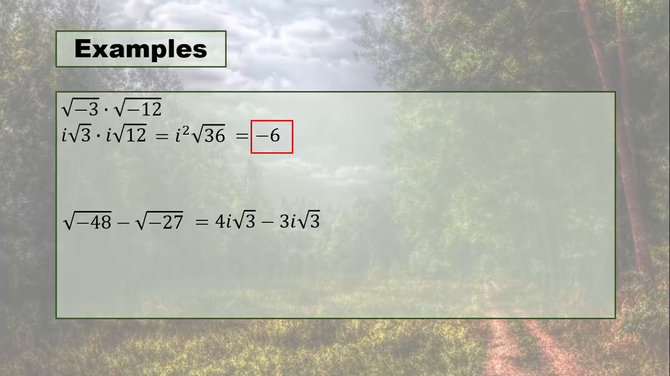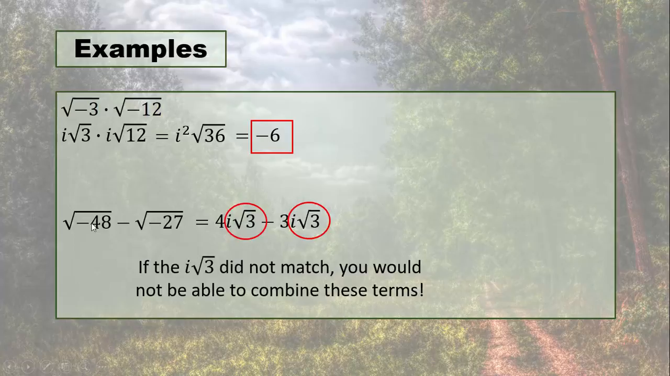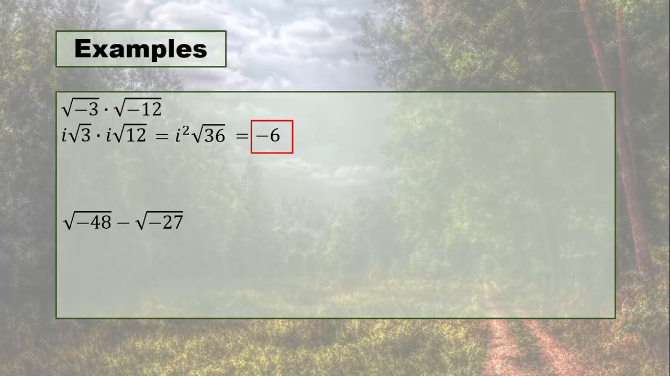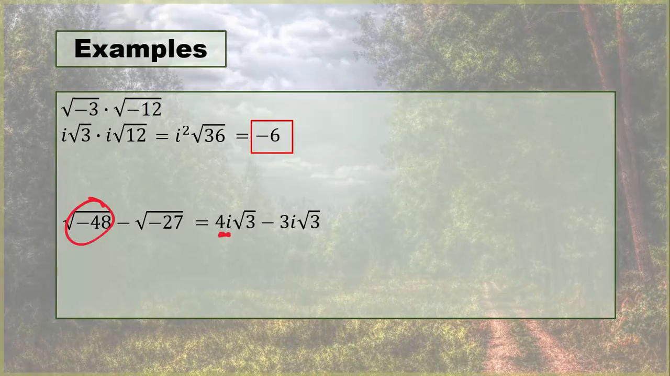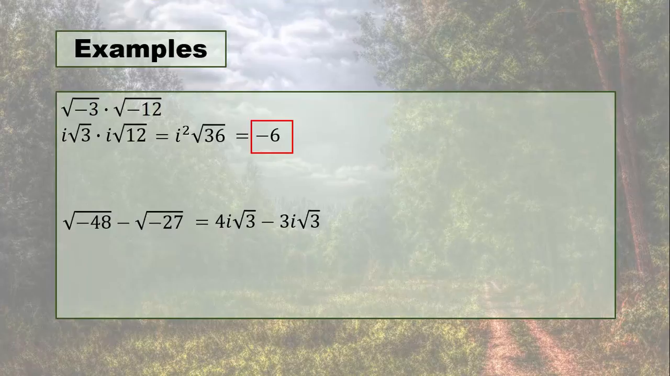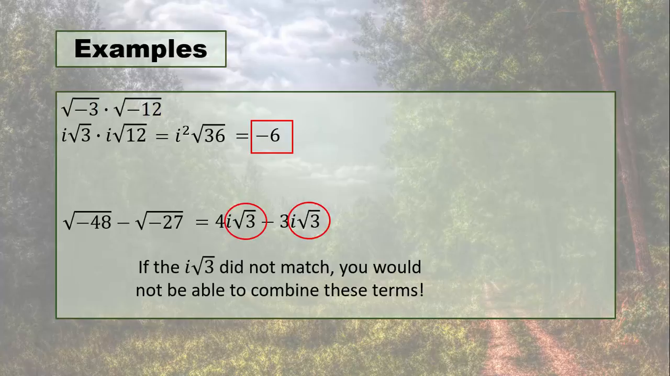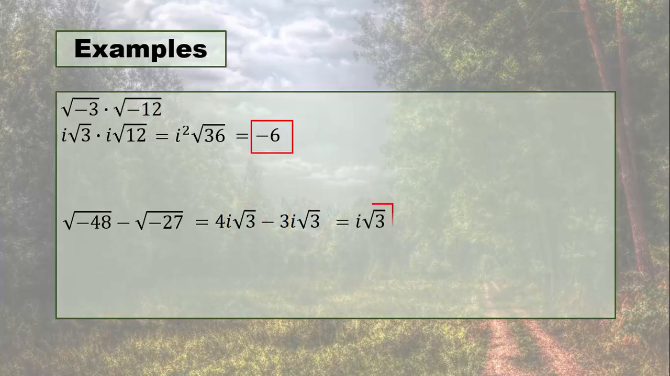Okay, again, we pulled the square root of 16 out of this one to get 4i. We pulled the square root of 9 out of this one to get 3i. What was left inside was the square root of 3 in both cases. And if I have 4 of them minus 3 of them, I'm left with simply 1 of them. However, if the square roots of 3 did not match, you would not be able to combine those terms. Since they do, final answer, i square root of 3.